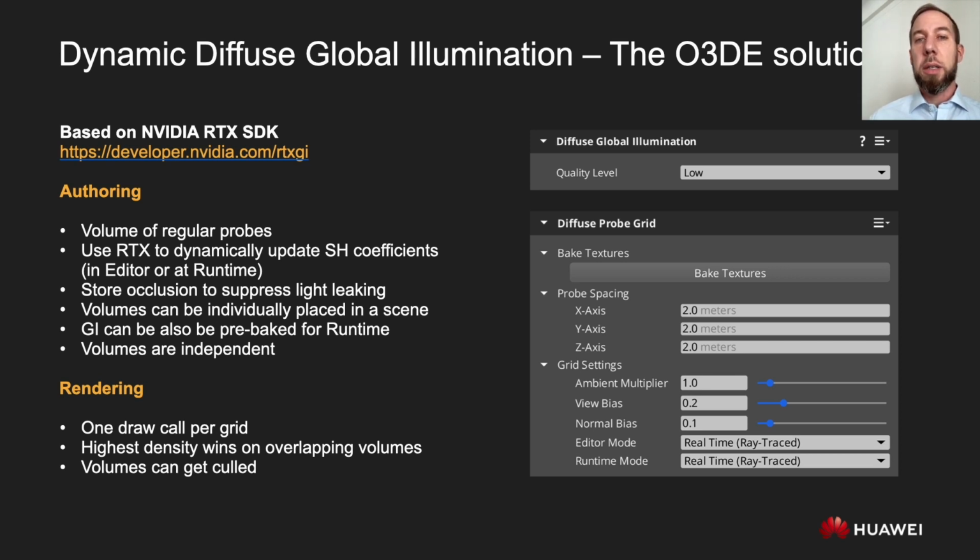Probe grids are independent from one another. They're culled, and each probe grid uses a pass to add its portion of GI to the rest of the image. If the grids overlap, the highest density one wins. Culled volumes stop updating if they are set to real time. There's currently no blending when leaving the grid. That is, any GI will be cut off immediately at the edge.